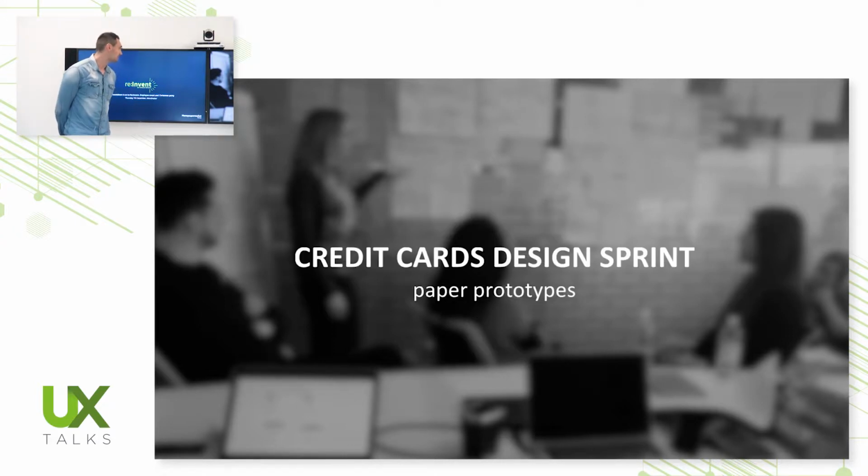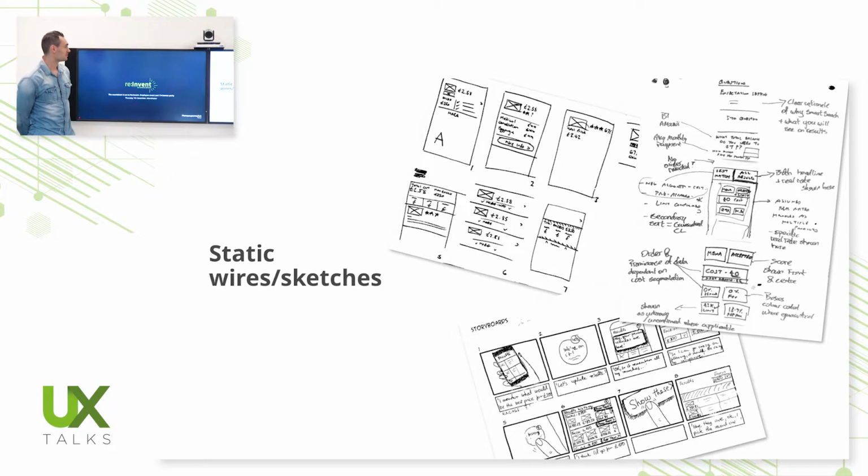The example I brought you is what we created through a credit cards design sprint. Most of you are already familiar with design sprints, I guess. What we created at this stage is called paper prototypes, which we also reference as static wires and sketches. These things are created during this sprint.